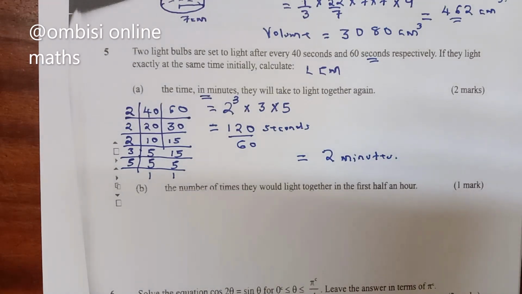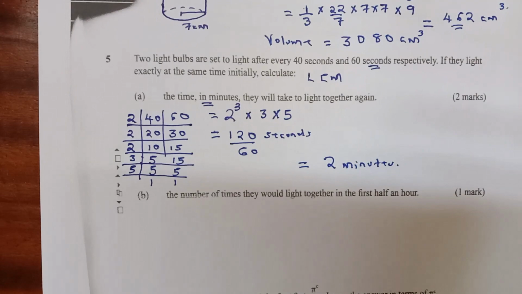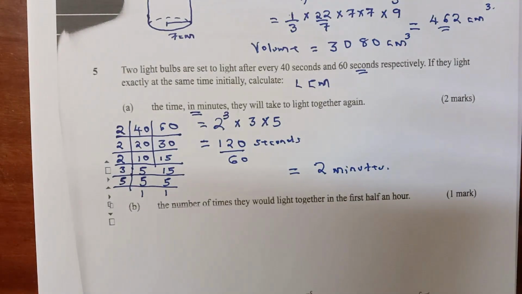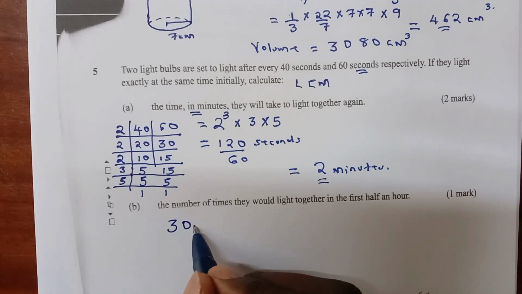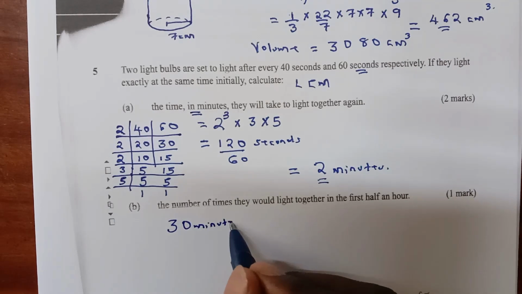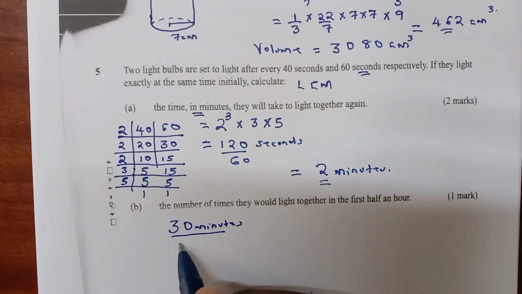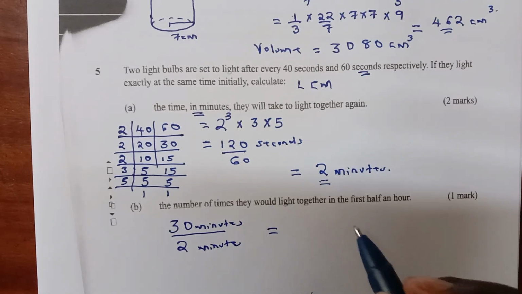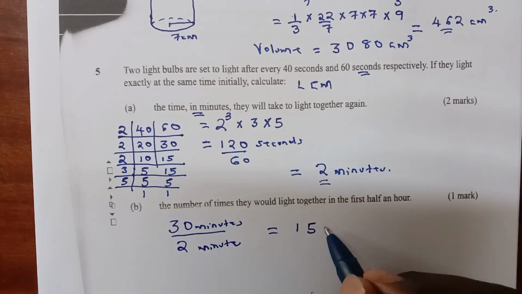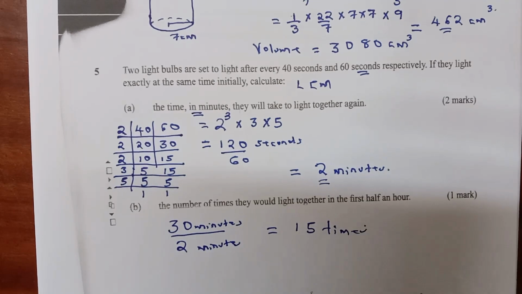Now, looking at part B of the question, it requires us to find the number of times they will light together in the first half an hour. Now, if they are lighting together after 2 minutes, then in the first half an hour, it's going to be 30 minutes divided by 2 minutes. That's the time they will take to light. So they're going to light 15 times.